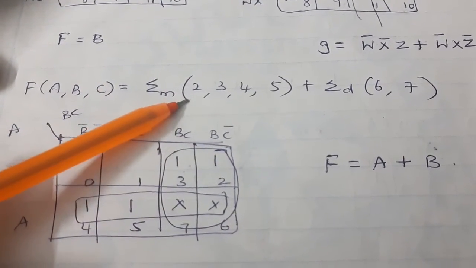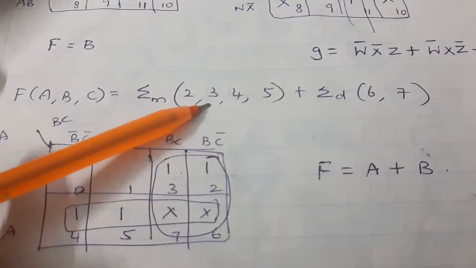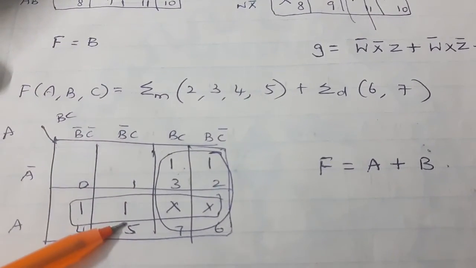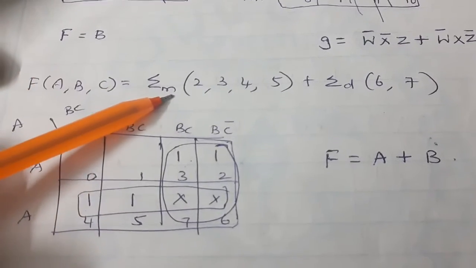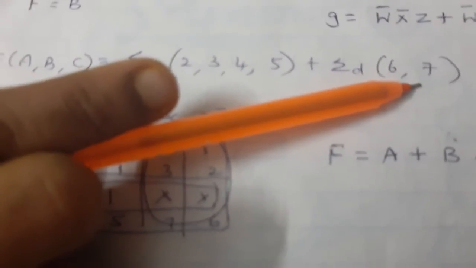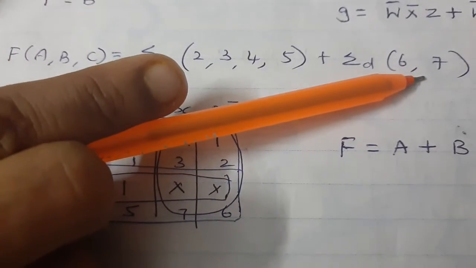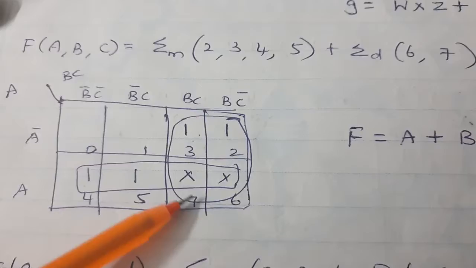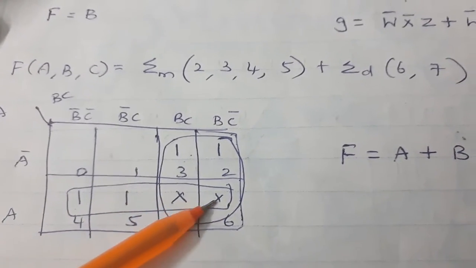Now 2 will take a high value, 3 will take a high value, and 4 and 5 will take high values. The min terms are over. Now you come to the don't cares, the 6th and 7th positions. X is treated as don't care, so I am marking 6 and 7 with X.